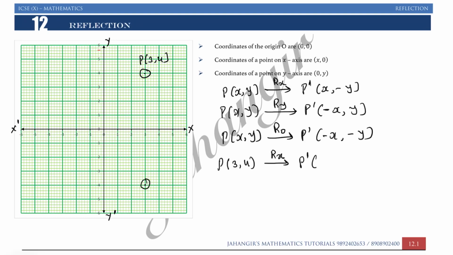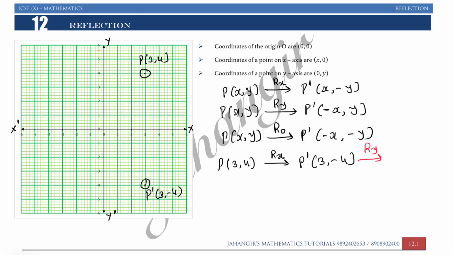What does it mean? Its y coordinate has changed sign. P dash is 3 comma minus 4. Now this same point has been reflected in the y-axis. See, here we are doing a double transformation.